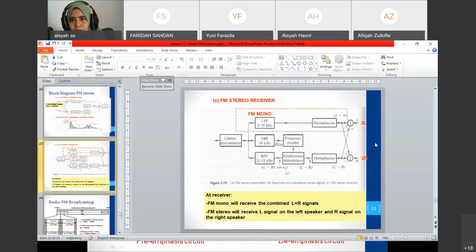Okay, so the stereo improves the quality of the sound because we use two signals for the input, that is from the left and right, and then we add the subcarrier of 19 kilohertz that we amplify into 38 kilohertz. So this subcarrier will improve the outputs.